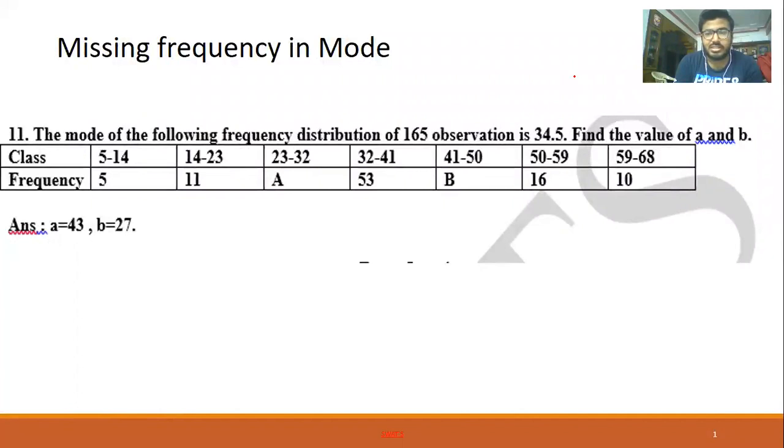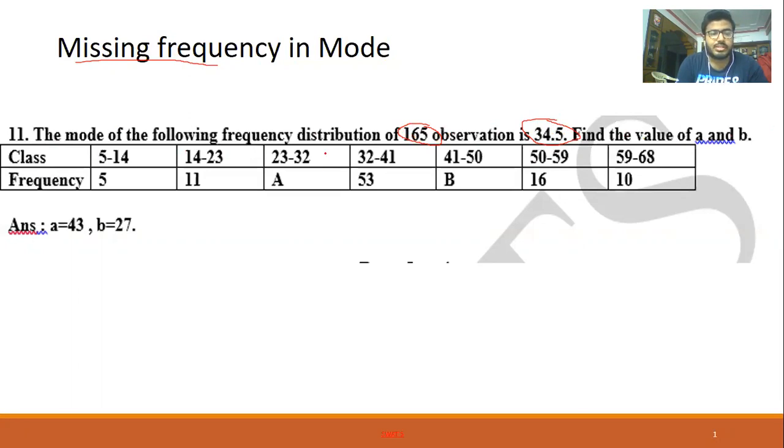So as discussed, we are going to start with the missing frequency in the mode. If there are missing frequencies in the mode, how are we going to find them? Look into the question: the mode of the following frequency distribution of 165 observations is 34.5. That is more important. The mode is 34.5, and the total number of observations is 165. Find the value of A and B.